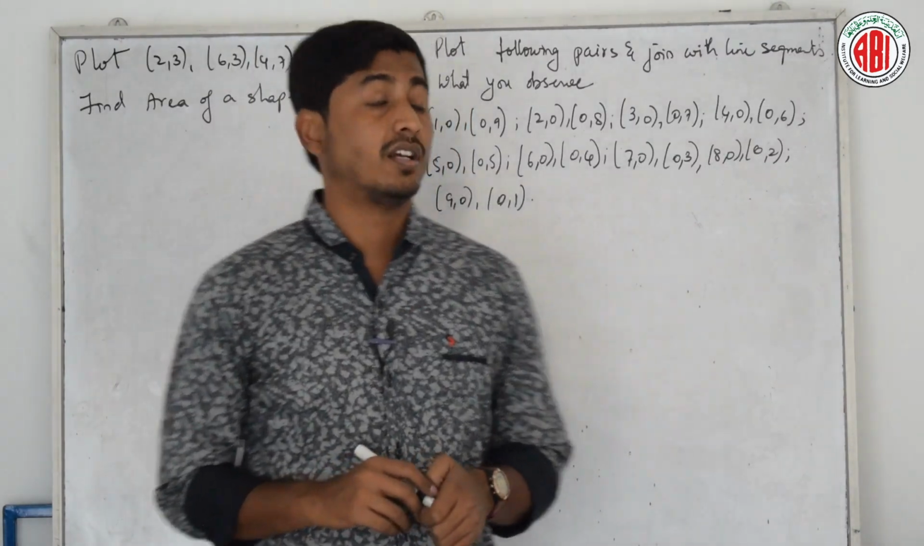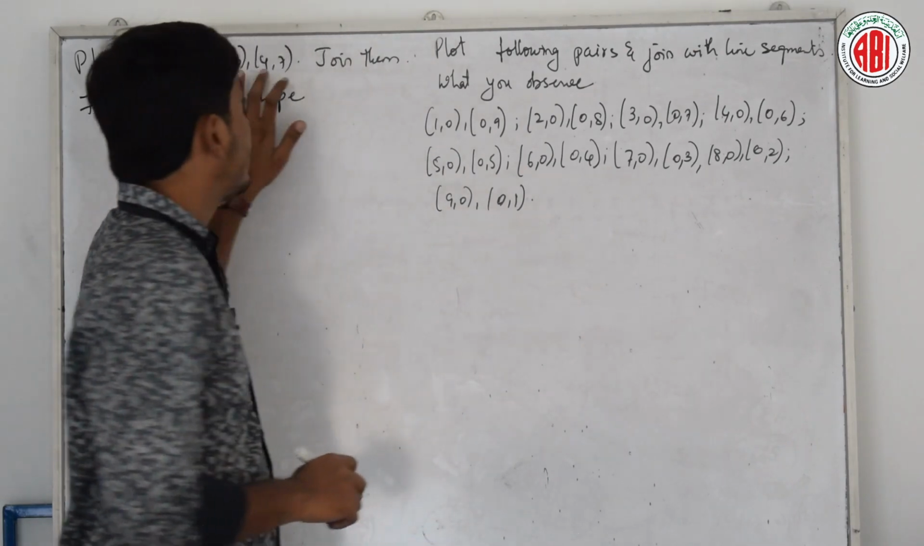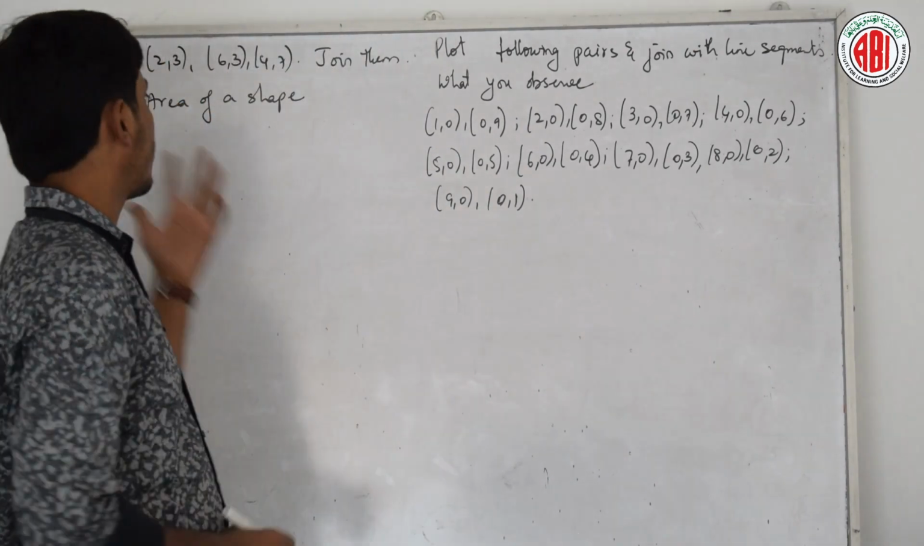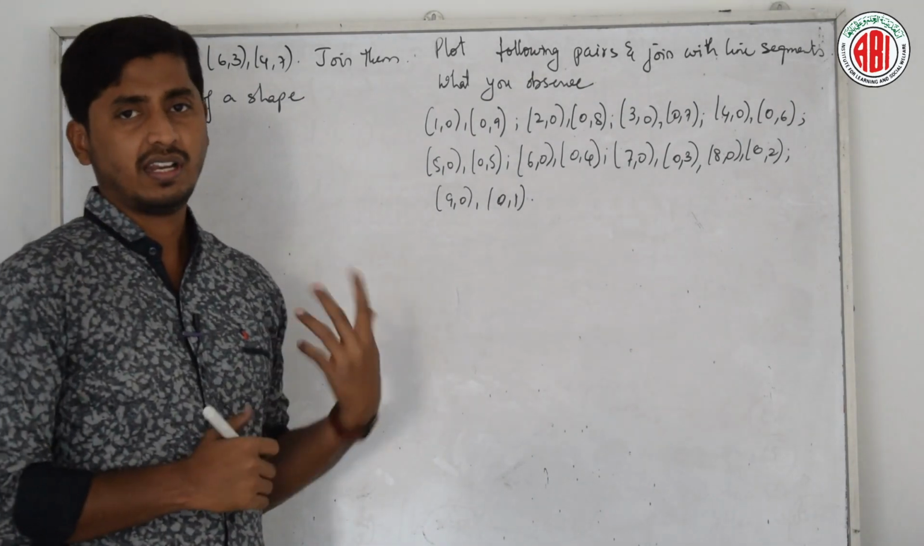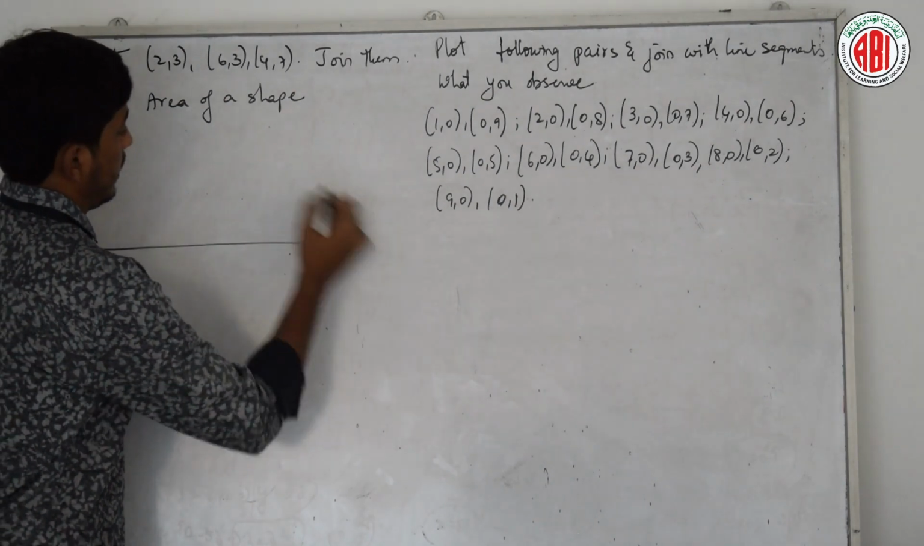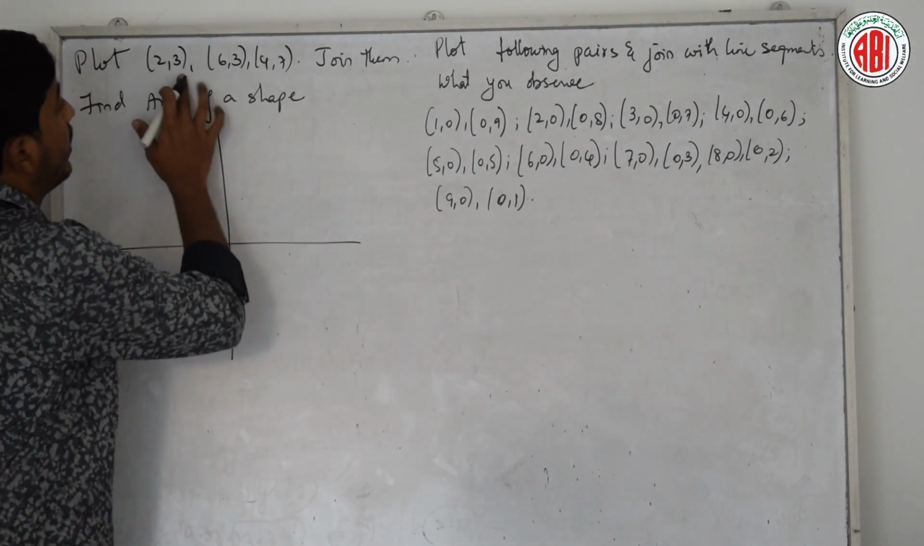Look at this question here. He is asking to plot these 3 points and join them. Okay, and he is asking us to find the area of the shape. How do we find it? Let us now draw a neat, simple graph.